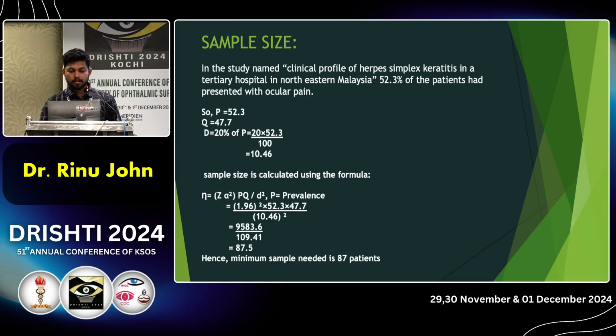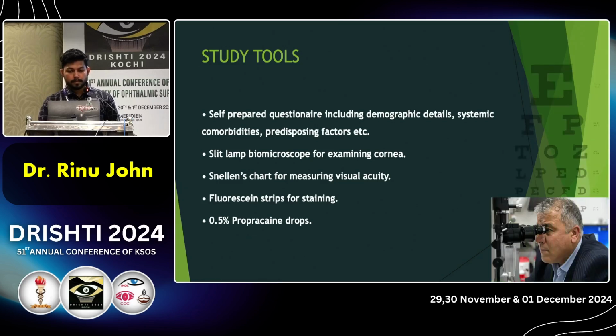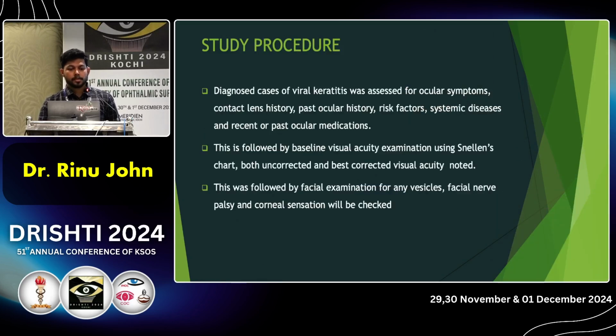So sample size and study tools include a self-prepared questionnaire including demographic details, systemic comorbidities, predisposing factors, slit lamp biomicroscope for examining cornea, Snellen's chart for measuring visual acuity, fluorescein strips for staining, 0.5% proparacaine drops. Study procedure: diagnosed cases of viral keratitis were assessed for ocular symptoms, contact lens history, past ocular history, risk factors, systemic disease, and recent or past ocular medications. This was followed by baseline visual acuity examination using Snellen's chart. Both uncorrected and best corrected visual acuity were noted.